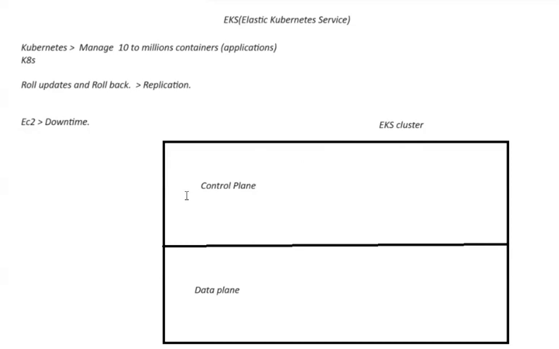What does this control plane consist of? This control plane consists of master nodes, whereas the data plane contains worker nodes. So the control plane contains master nodes and the data plane contains worker nodes.